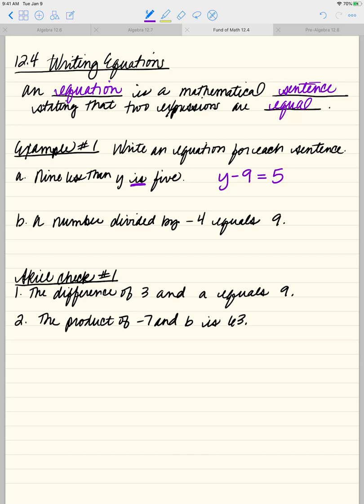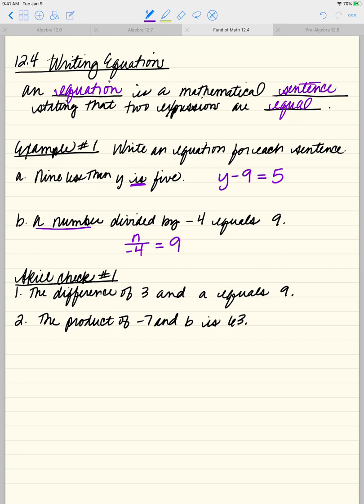B, a number divided by -4 equals 9. Whenever we see a number, we just get to choose a variable. I'm going to go ahead with n, okay? A number divided by -4. N over -4 equals 9. Okay?